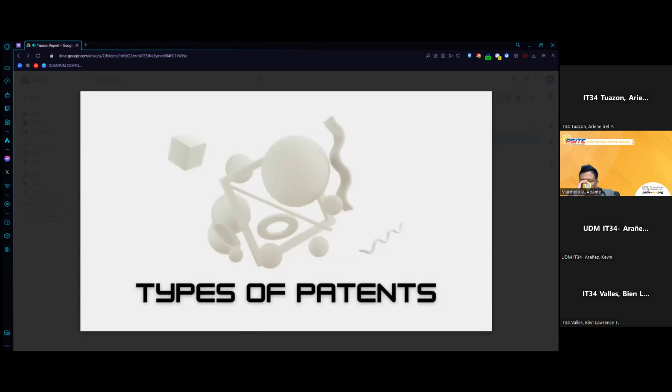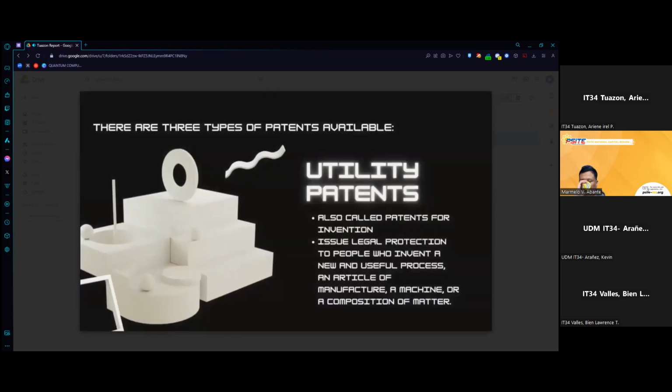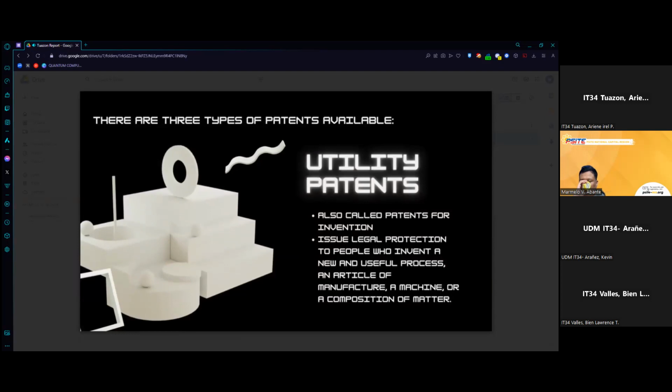Types of patents. There are three types of patents available: utility patents, design patents, and plant patents. Each has its own specifications and durations. Utility patents, or patents for invention, issue legal protection to people who invent a new and useful process, an article of manufacture, a machine, or a composition of matter.